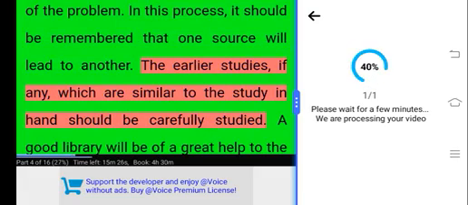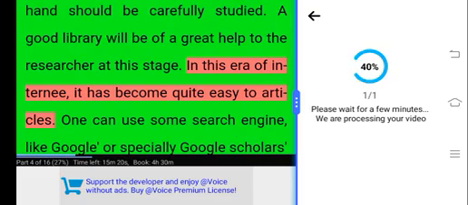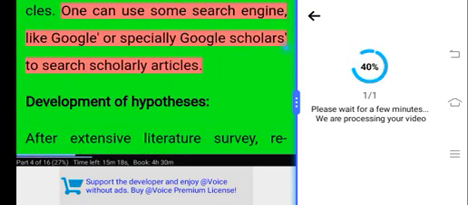The earlier studies, if any, which are similar to the study in hand, should be carefully studied. A good library will be of great help to the researcher at this stage. In this era of the internet, it has become quite easy to find articles. One can use some search engine, like Google, or especially Google Scholar, to search scholarly articles.